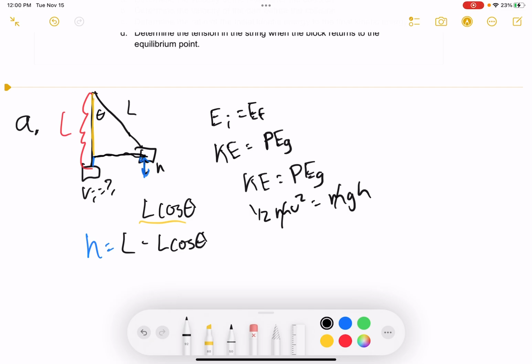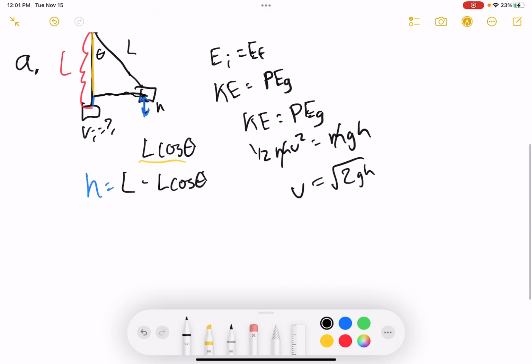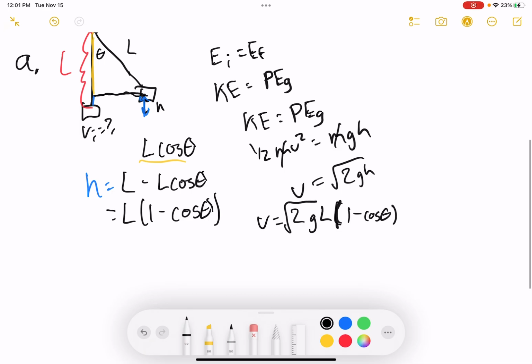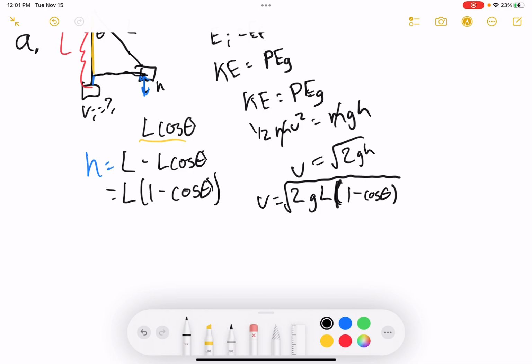I'm solving for v, so I get v equals the square root of 2gh, but I can't leave this h in my answer. I need to plug in what I found over there. So v equals the square root of 2gL, and what I'm doing here is factoring out the L, so that's L times 1 minus cosine theta. Then I take the square root of this whole thing, and that will be my answer right there.